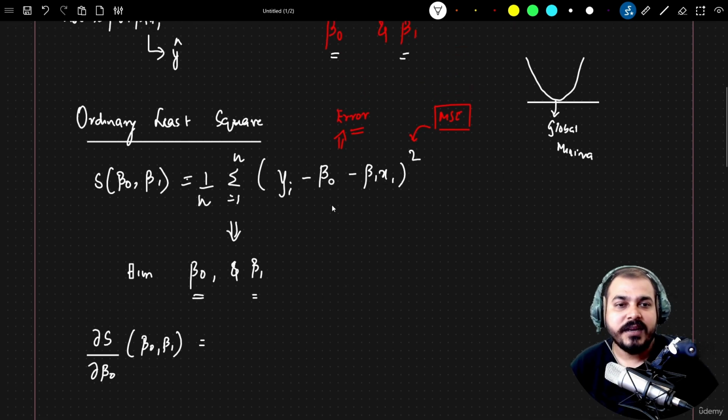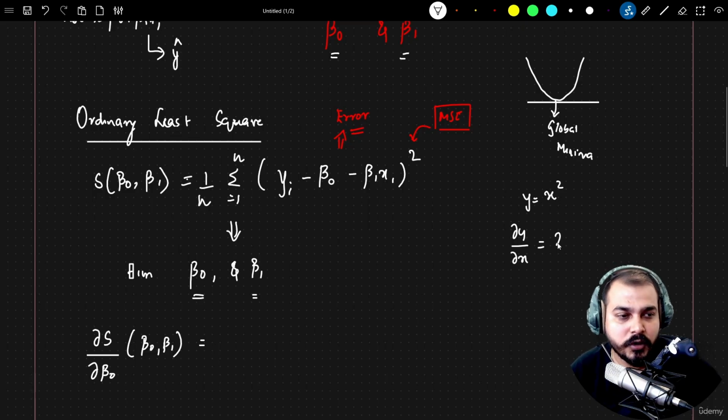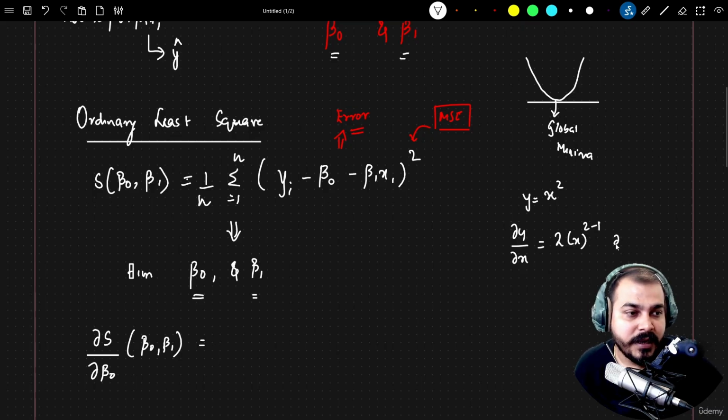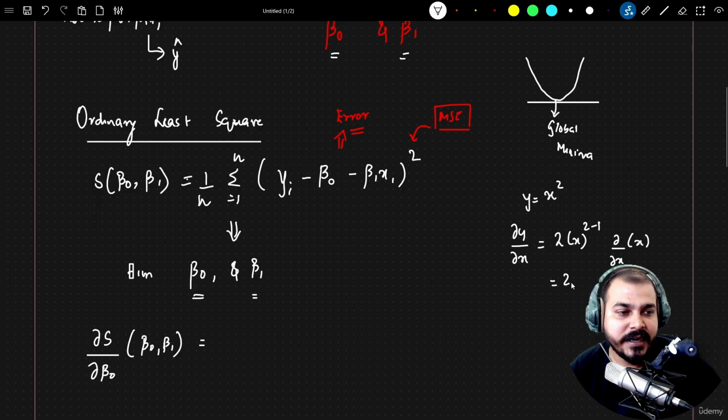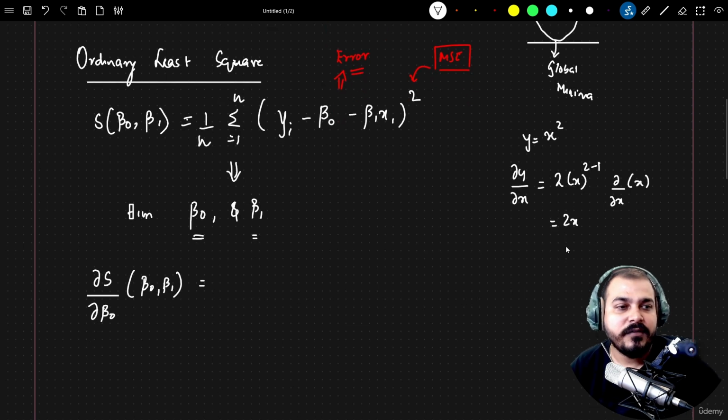Now, if I try to find the derivative of this value, what will happen? See, guys, if I have y is equal to x squared, and I write the derivative of y with respect to x, it will be 2x to the power 2 minus 1, multiplied by the derivative of x. And then finally I get 2x, because the derivative of x with respect to x is 1. So if y is equal to x squared, the derivative of y with respect to x is 2x.